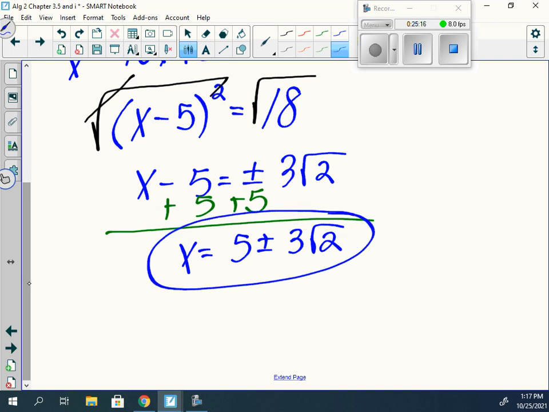So that's the answer. Because on the first one where we had 8 and 10, well, I can do 8 plus 10, that's 18. 8 minus 10 is negative 2. We can add and subtract those. Here, for us to be able to add and subtract 5 and 3 square root of 2, I have to turn 3 square root of 2 into a decimal number, and then I can move on from there.